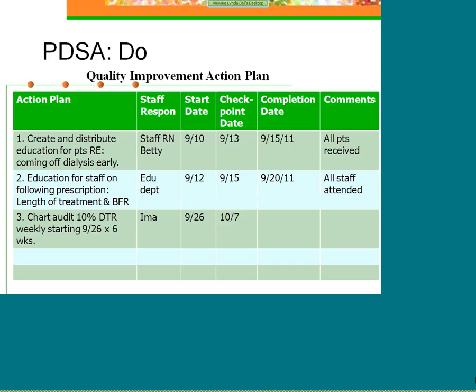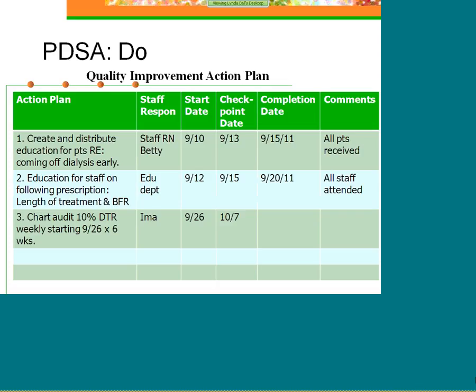Because remember, things happen, meetings happen, conference calls happen, staffing happens, but she's got that checkpoint date of today, and she still hasn't completed the process of doing the chart audit. And when she does get that done, she'll report that in the QI minutes. And then you'll report that all the patients received education and all the staff got retrained on length of treatment and blood flow rate. And then hopefully, when you do your monthly lab and check the adequacy of the patients, we've seen that we've moved towards reaching that 94% goal.